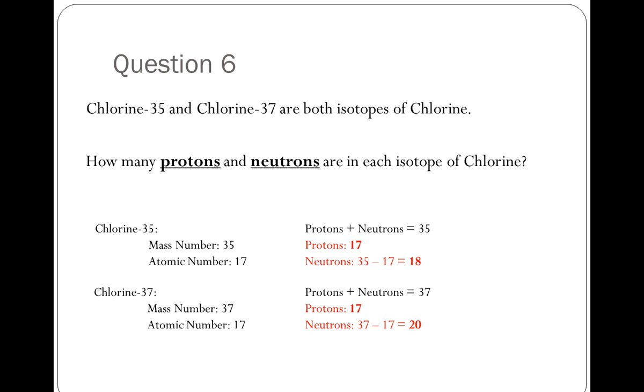And the same goes for chlorine 37. You have the same number of protons because they're both chlorine atoms, and the neutrons would just be 37 minus 17, or just 20.